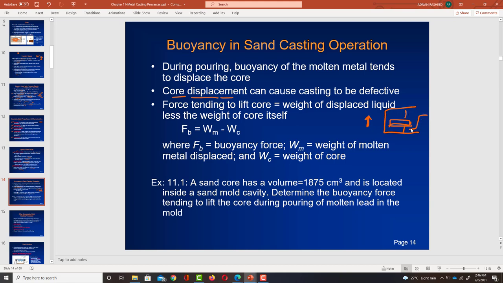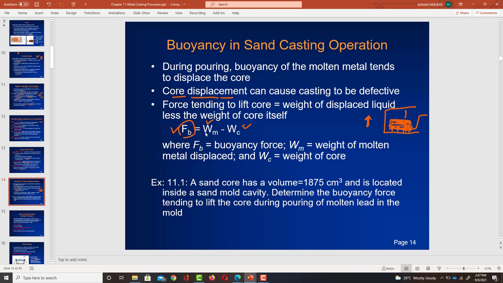So liquid metal will first flow toward this, and it will tend to uplift the core. So we have to know what is the buoyancy force that is applied to this core. So this buoyancy force is equal to Wm minus Wc. So Wm is the weight of the liquid that is flowing over here, and Wc is the weight of the core. So the difference between them is the buoyancy force. So during pouring, buoyancy of molten metal tends to displace the cores. So core displacement causes the casting to be defective, clear.